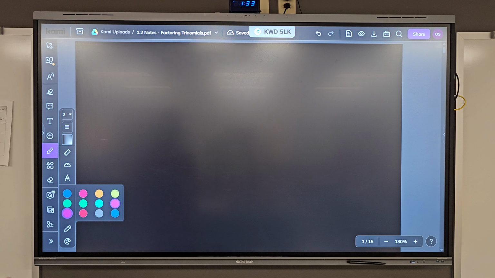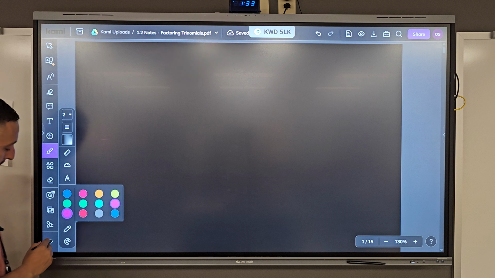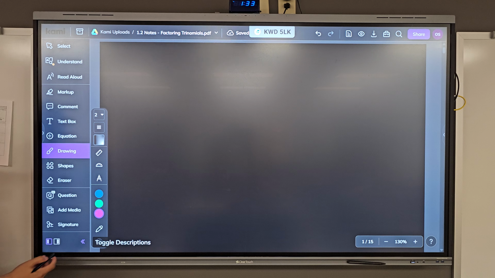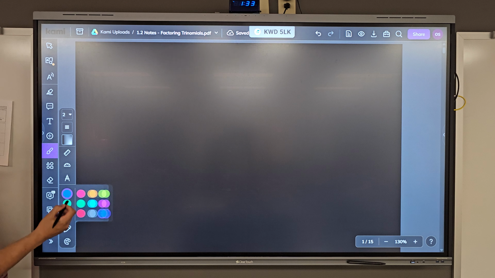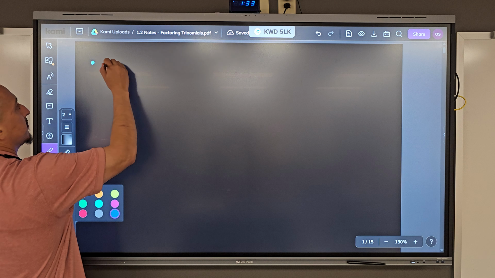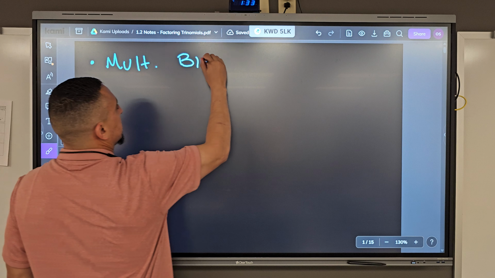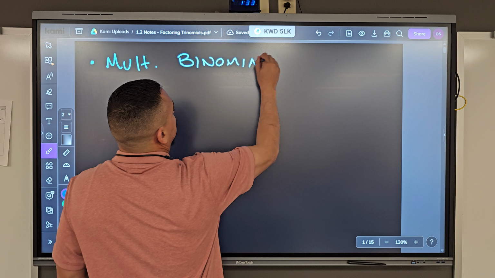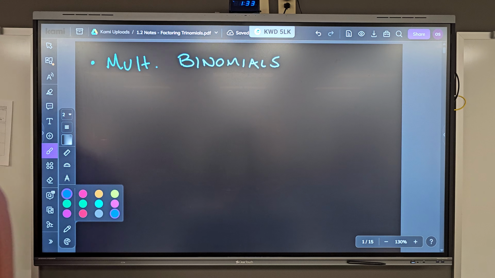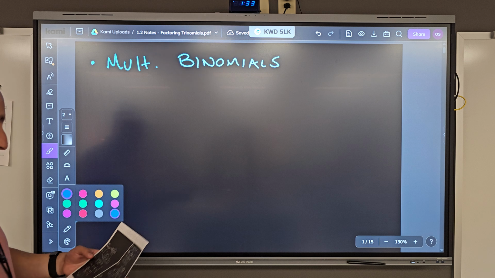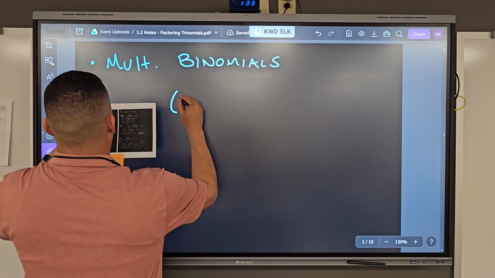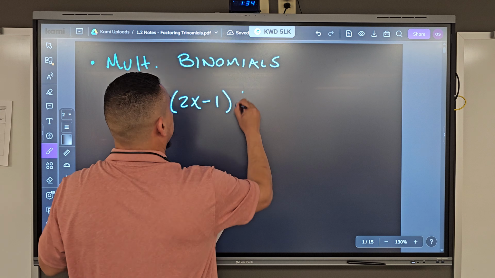How to do it, I think you'll learn it today. But before we do that, let's multiply. This works good. Let's multiply some binomials, because this is very connected to factoring. So let's suppose you had 2x minus 1, x plus 3.